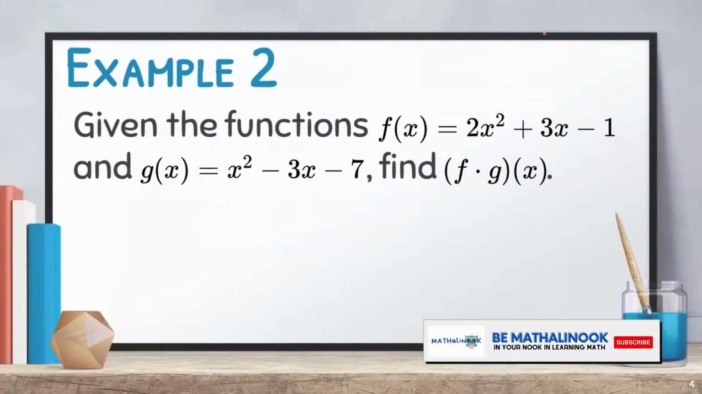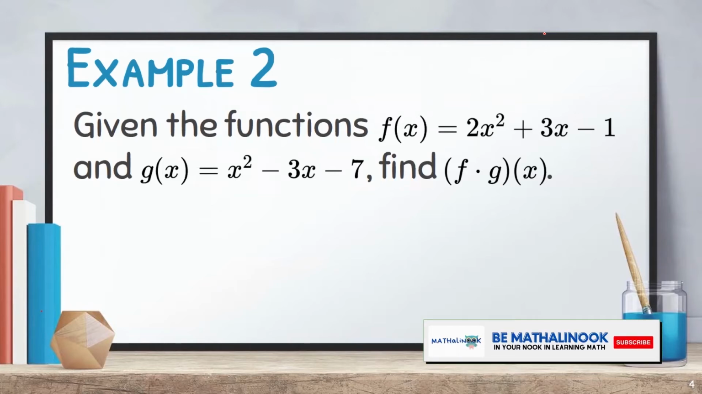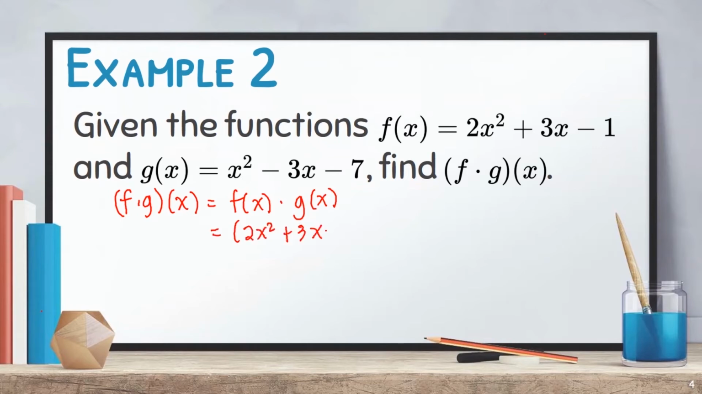Let us have another example. Given the functions f of x is equal to 2x squared plus 3x minus 1 and g of x equals x squared minus 3x minus 7, find f times g of x. To do that, we will substitute the given f of x and g of x to our formula, f of x times g of x. So we will have 2x squared plus 3x minus 1 times x squared minus 3x minus 7.